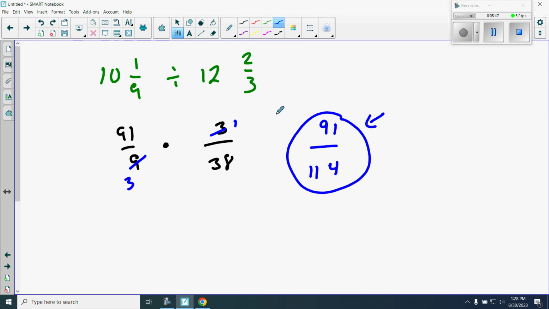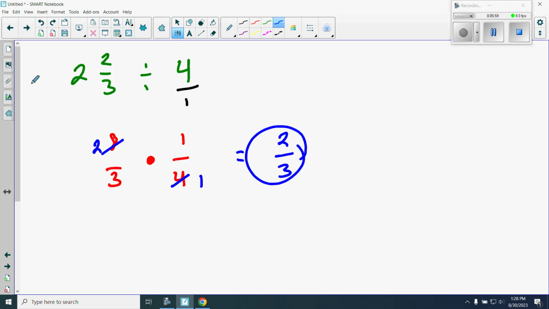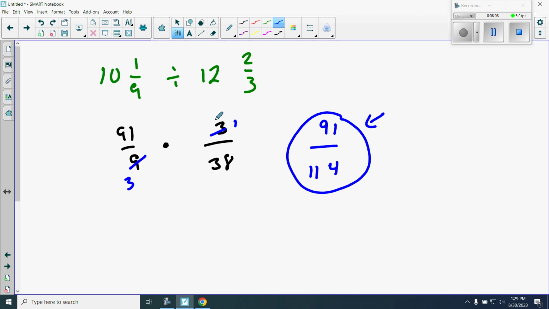All right. So I've given you a couple of examples of how to divide and what to keep in mind: copy, dot, flip. And when we copy, dot, flip, then we go to multiplication, tops times tops, bottoms times bottoms. There's a whole number in there. There is a mixed number. So hopefully that helps you.